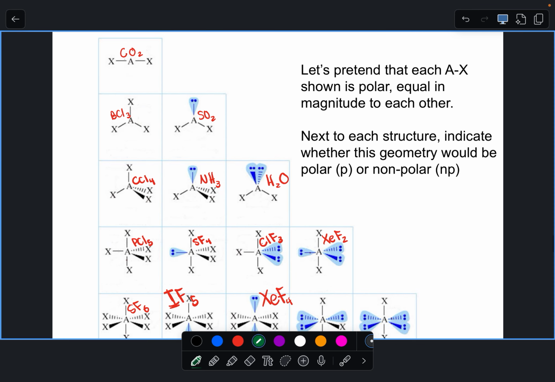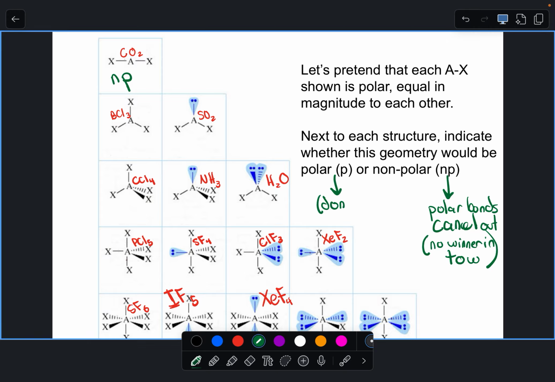Okay, so I don't think we need to do CO2 because we just showed that one. We said that was non-polar, so I'm just going to write NP. And remember, NP means polar bonds cancel out. Or in the tug of war analogy, no winner in tug of war. Okay? Polar would mean they don't cancel, or there is a winner.